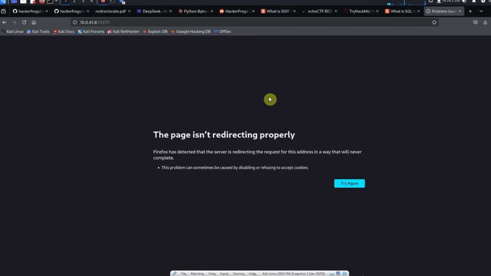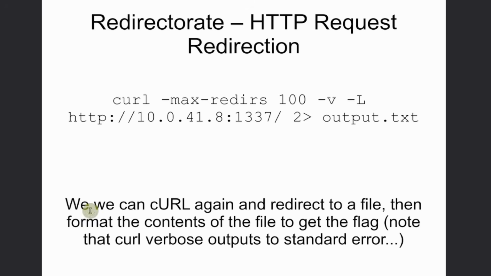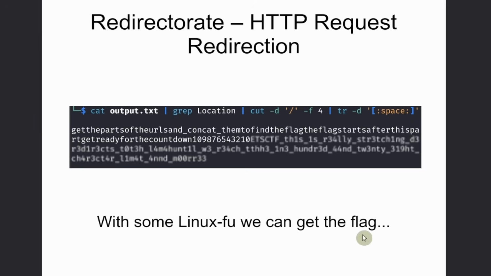Okay, let's talk about what's going on here. So we can use the curl command to follow redirects from the web request using the -L flag. We also need to use this flag right here to give a maximum number of redirects that is greater than 50, because there's more than 50 redirects in this challenge. So we can use curl again to redirect to a file and then format the contents of the file to get the flag. So note that we have to use that curl verbose outputs to standard error instead of standard out, which means we need to put the error messages into output.txt. So with some Linux foo, we can get the flag.